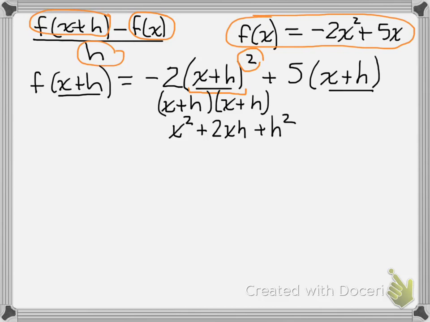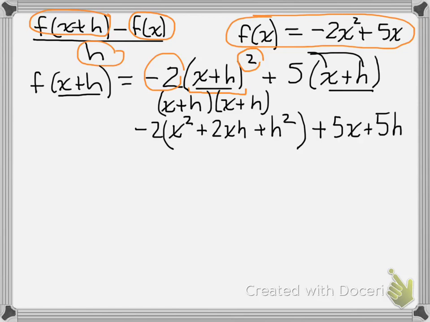And so now all of that is going to get multiplied by this negative 2. So let's go ahead and write that back in there. And then we still have to add this 5 times x plus h. So let's go ahead and simplify that as we write it. So let's just multiply that 5 times the x plus 5 times the h.